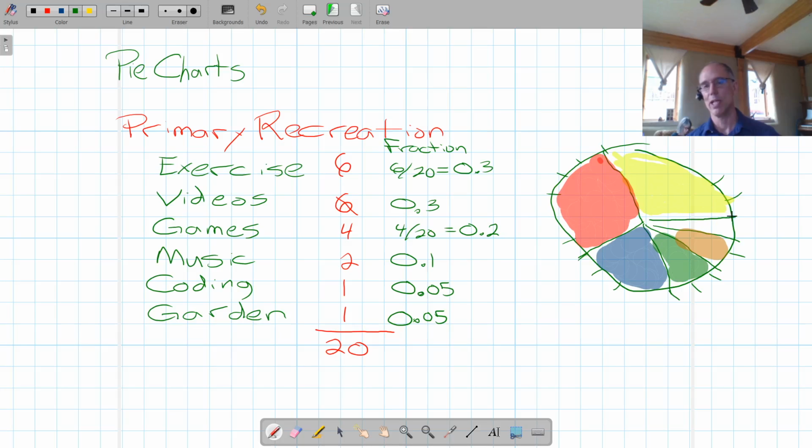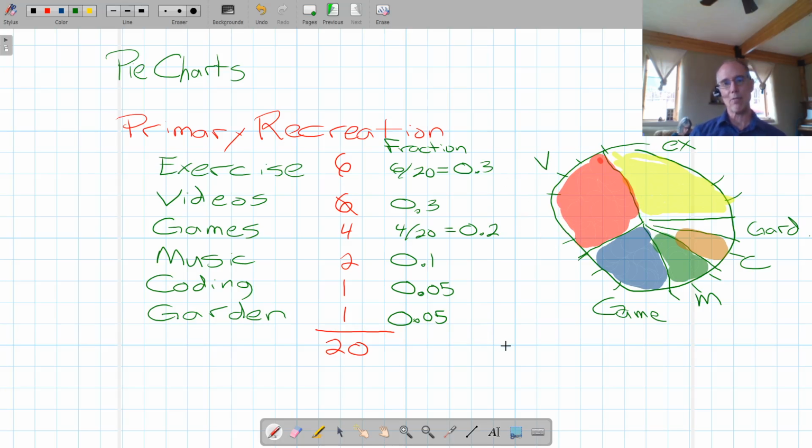Now another way to go about it, and again we need to label these, so I would then go back and label this as exercise, and this one as video games, and this one as other kinds of games, and this one, watching videos, games, music, coding, and gardening. Game, and so on. The other way to do it would be to think about degrees in a circle.